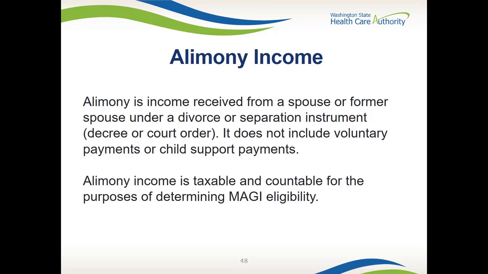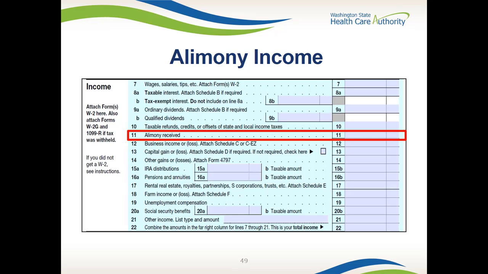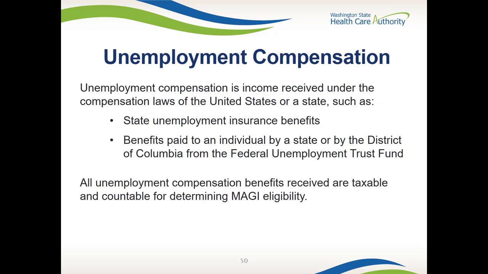Alimony income. What is alimony income? Alimony is income received from a spouse or former spouse under a divorce decree or separation instrument. It does not include voluntary payments or child support payments. Alimony can also be called spousal maintenance or spousal support in decree or court order. Alimony is a tax deduction which will be discussed later in this training. Alimony income can be found on line 11 of the IRS Form 1040.